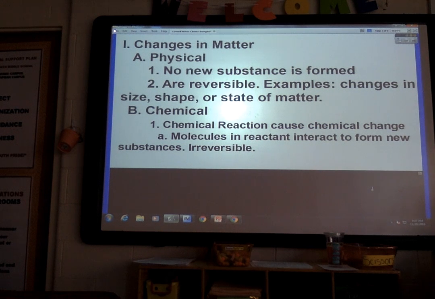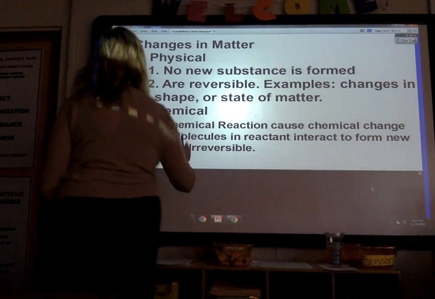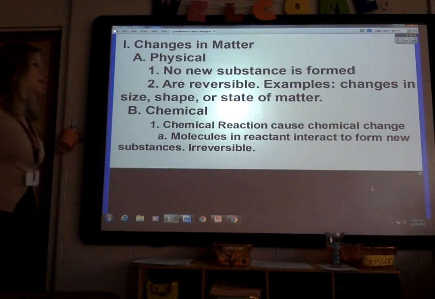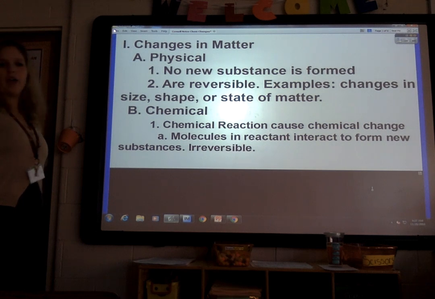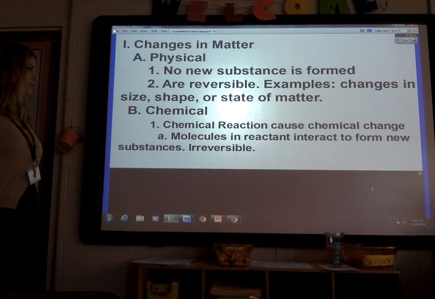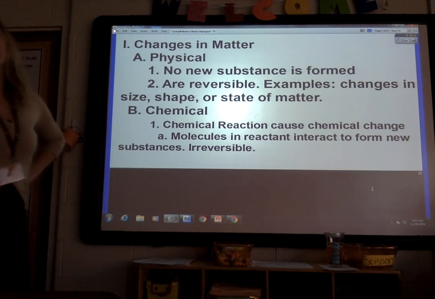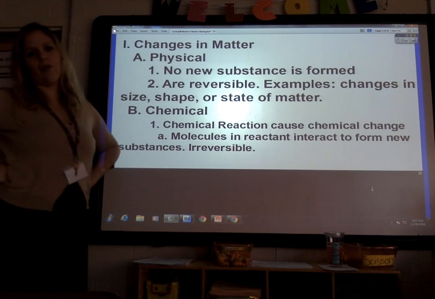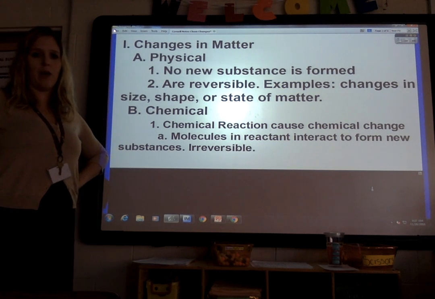Okay, chemical changes, completely different. During a chemical change, a chemical reaction occurs. And this chemical reaction causes the actual chemical change. So a new substance is created during a chemical change. You have something with a completely different chemical composition.